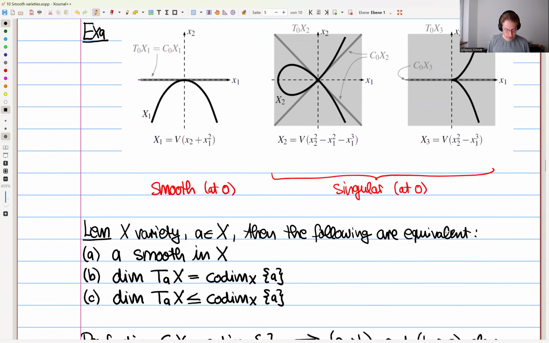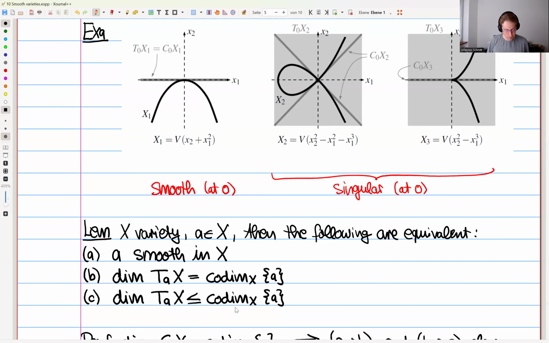And let's start by characterizing this a bit more, because in fact we can characterize it purely in terms of the dimension. So when X is a variety, A is a point, then we have equivalent conditions. A: A is smooth there, which means C_A is equal to T_A at this point. This is equivalent to B: the dimension of T_A is the local dimension of X at the point A. And this is in fact equivalent to C: you just have one inequality here, so less or equal.